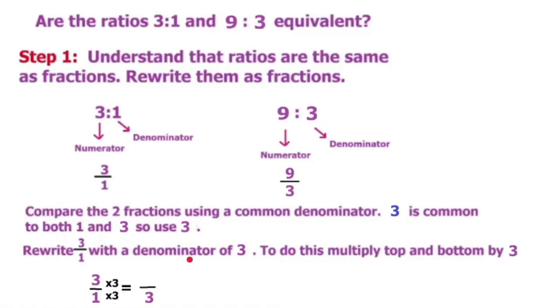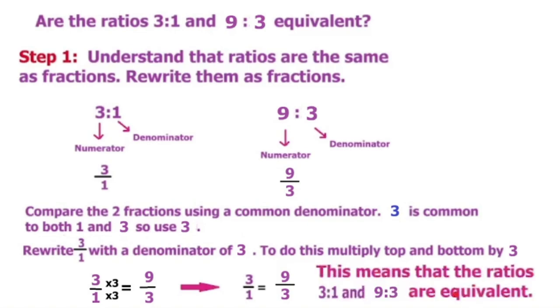So what you do to the denominator, you do to the numerator. So we're going to multiply the numerator by 3. So that is going to equal 9. So this tells us that 3 over 1 is equal to 9 over 3. This means that the ratios 3 to 1 and 9 to 3 are equivalent.